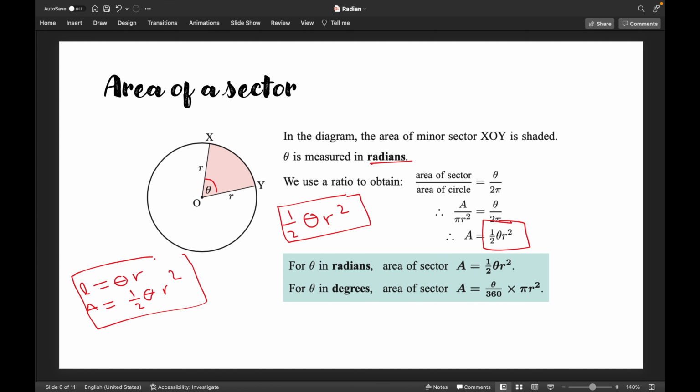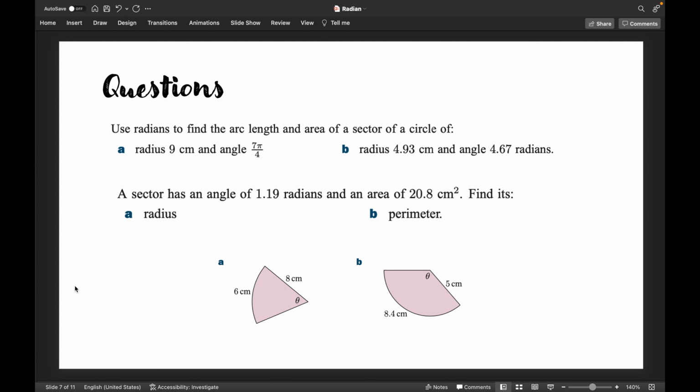This is extremely important. Okay, now let's solve a few questions. Let's solve the first question.